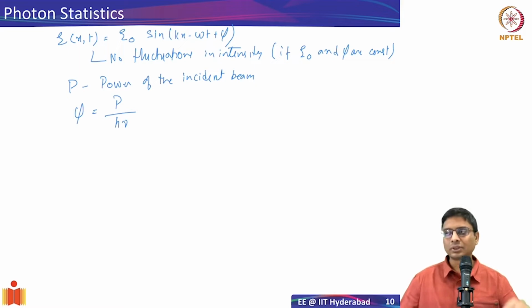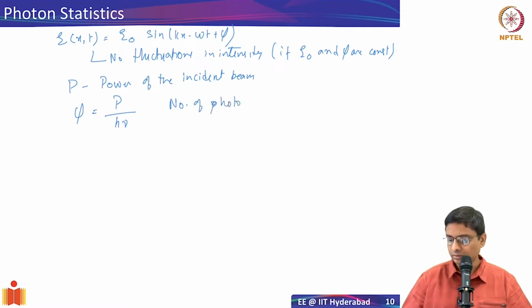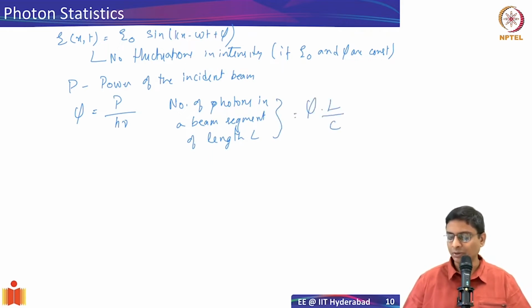Now, if you take a beam segment of length L, the number of photons in that beam segment is going to be the flux times length divided by the speed of light. The seconds cancel out, so you get the number of photons. So you have a beam segment of length L with an average number of photons, n bar.